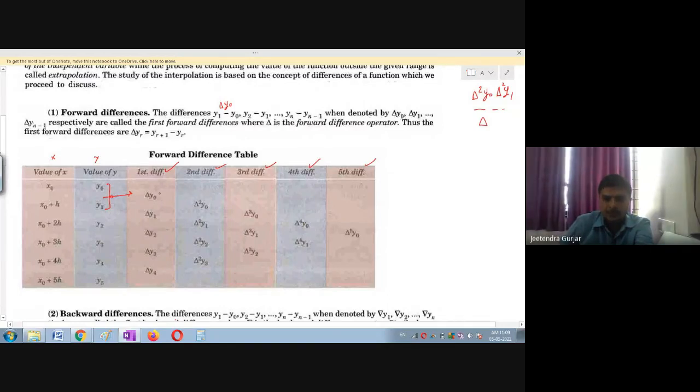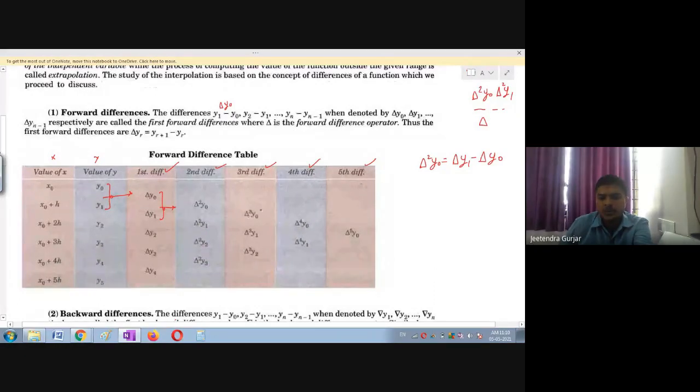Similarly, we'll continue for the second difference. One example I'm showing, the remaining you can continue. The second difference is denoted by delta square. In the forward difference table, what will the difference be? I will just write here delta square y naught. How do you calculate it? By delta y1 minus delta y naught. Similarly, you can go for delta square y1, delta square y2, delta square y3. You can continue this.